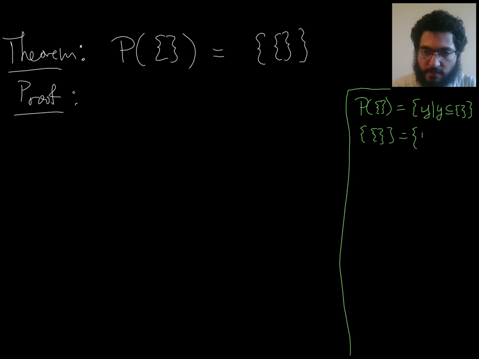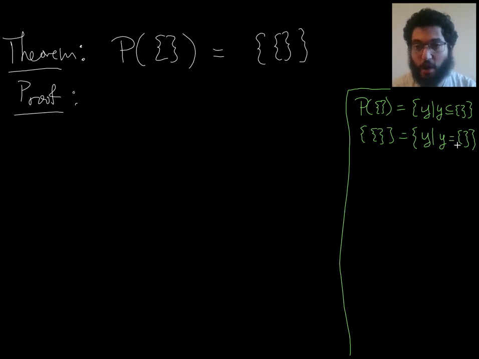That is just copying over from the definition of singleton. It's the set of y's that equal the empty set, that equal whatever is in here, which is the empty set. So this is the set of subsets of the empty set. This is the set of things that are equal to the empty set. Okay, now I'm proving inequality, so I'm going to use Theorem 10.